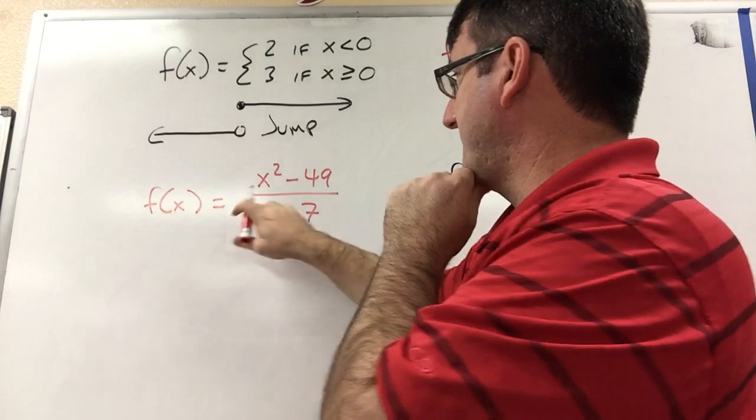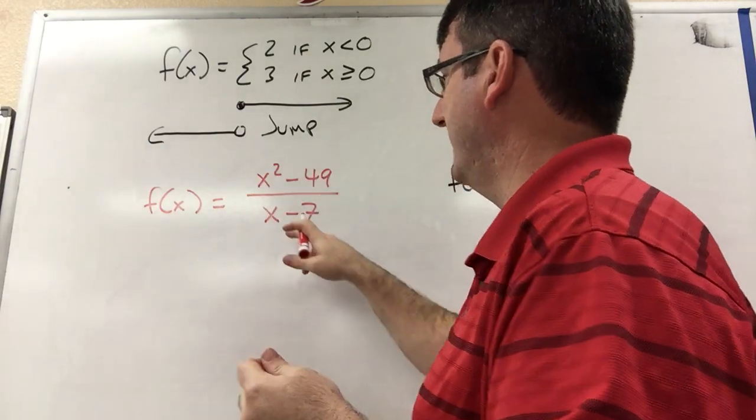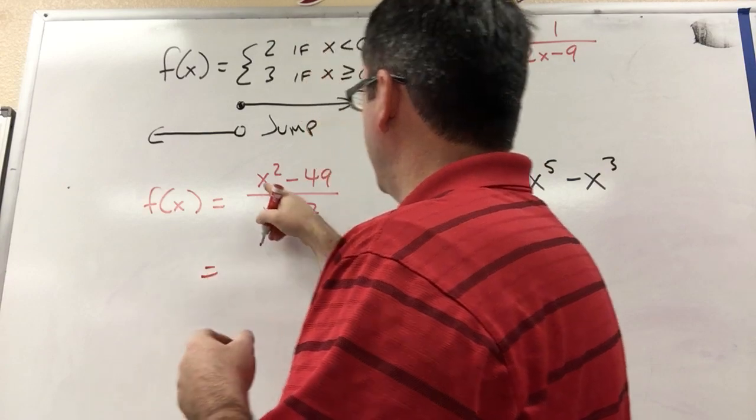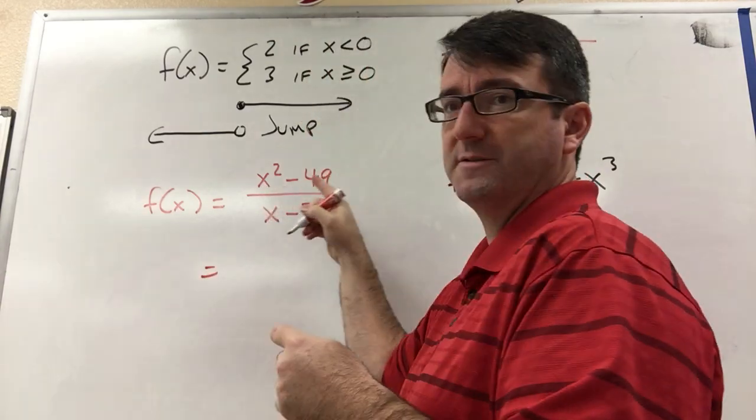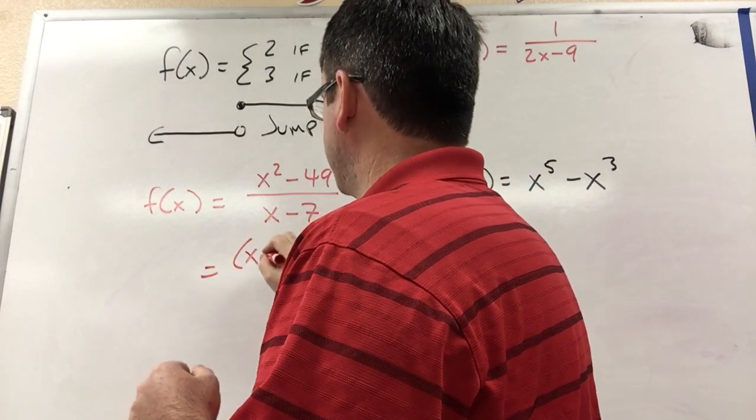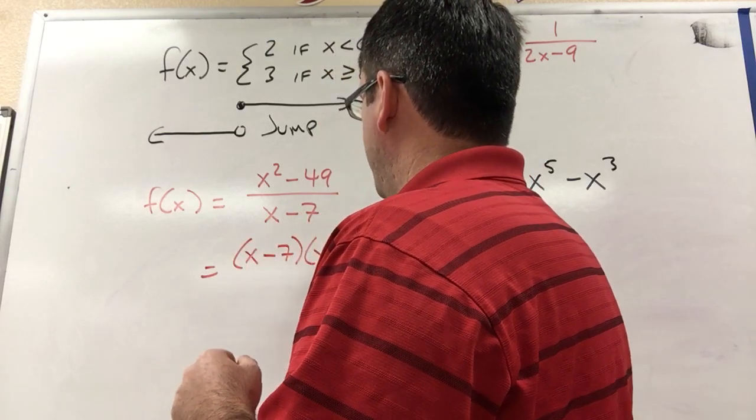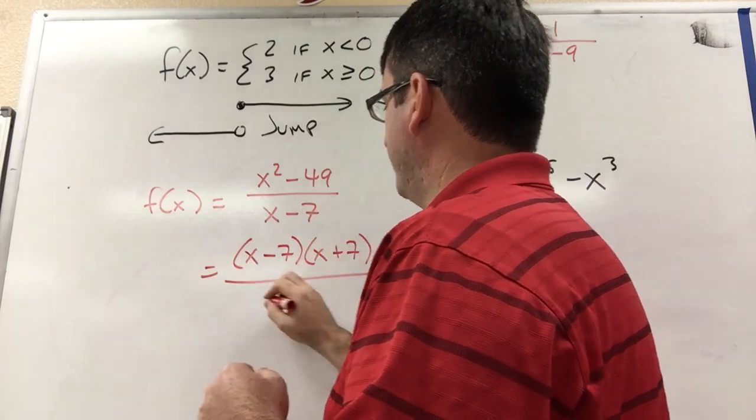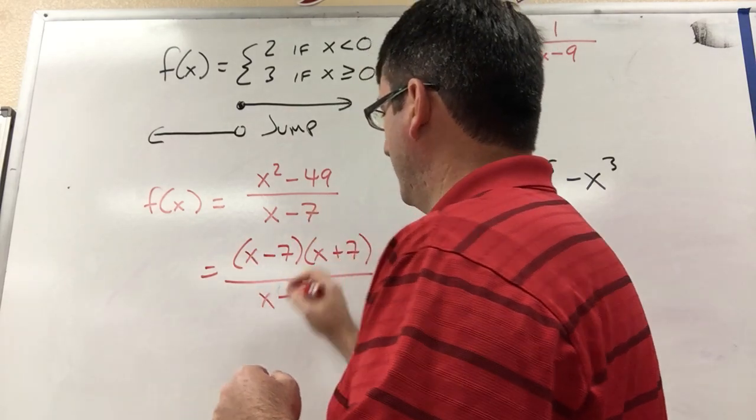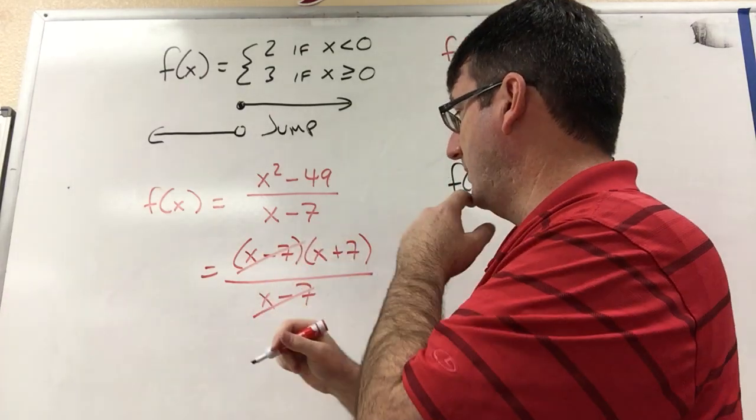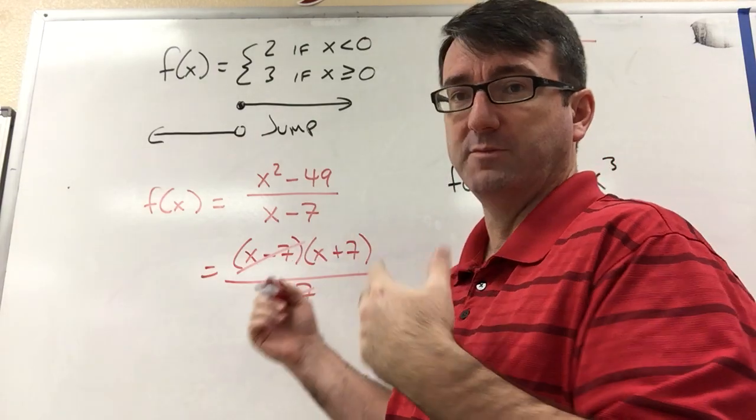This one down here, f of x equals x squared minus 49 over x minus 7. Notice that we could factor this top. This is a difference of squares, x squared minus 49. Factors to x minus 7 times x plus 7. And then we've got x minus 7 on the bottom. Notice that these x minus 7s are going to cancel out. They're going to divide to 1, and you're left with just x plus 7.